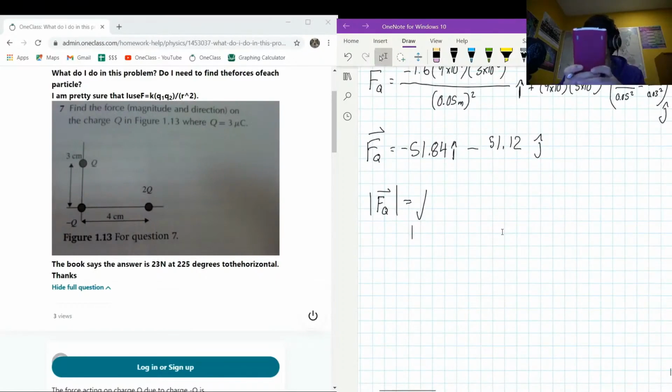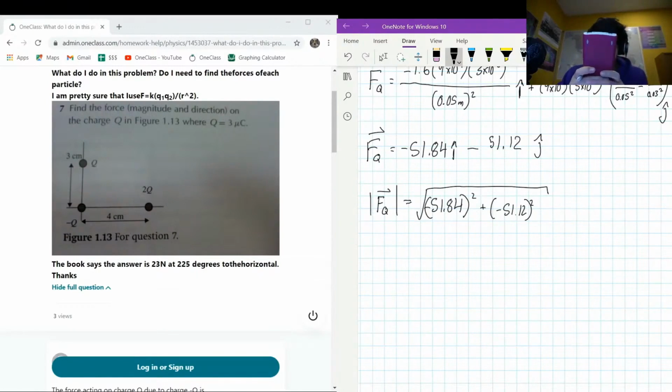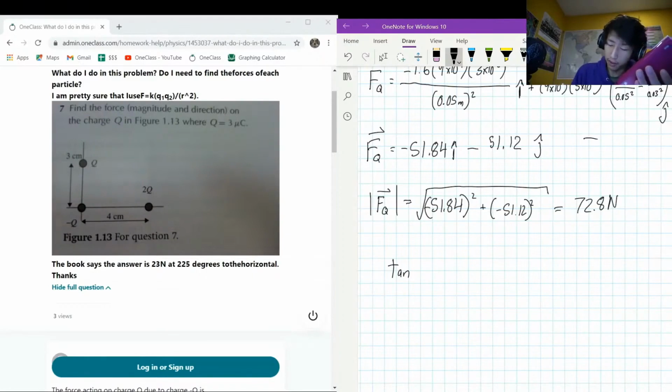So under the root here, we'll have 51.84 squared plus negative 51.12 squared, all under the root. So here I got 72.8 newtons, and the angle at which this operates is like this. Because they're both negative, we know that the direction is towards the southwest.